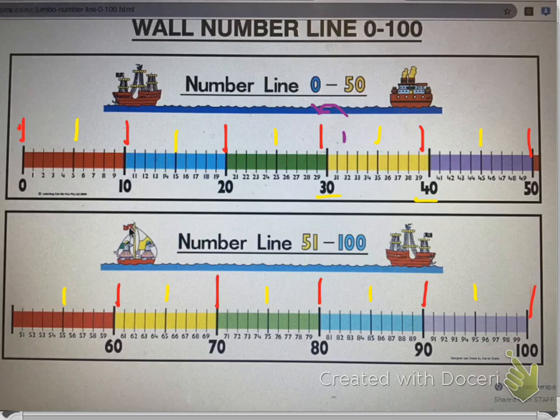So that's just a little introduction about rounding. We're going to be working on it a lot this week. Hopefully that helped you. Feel free to always go back and rewatch the video if you need help.